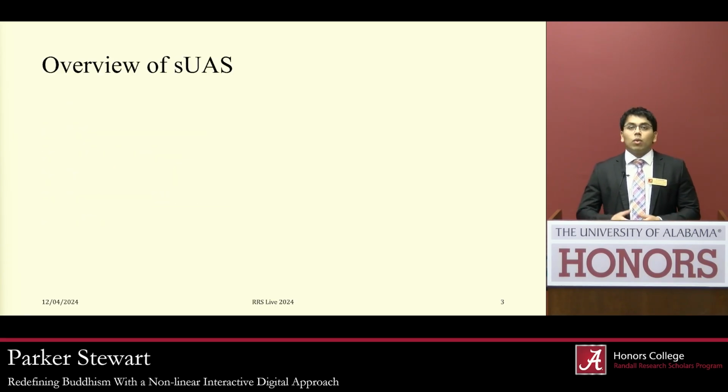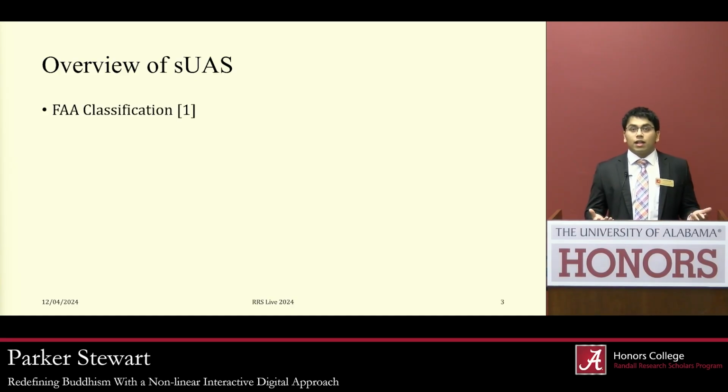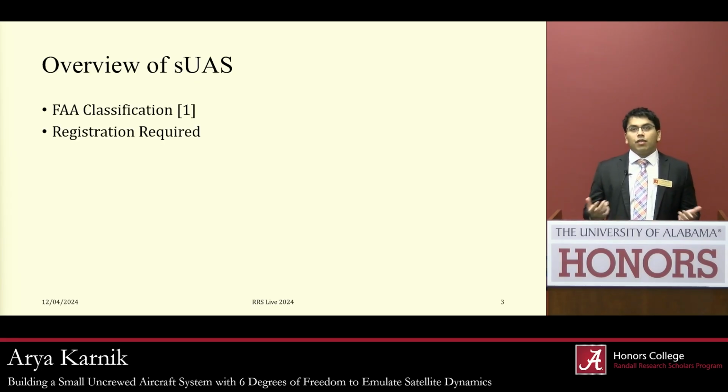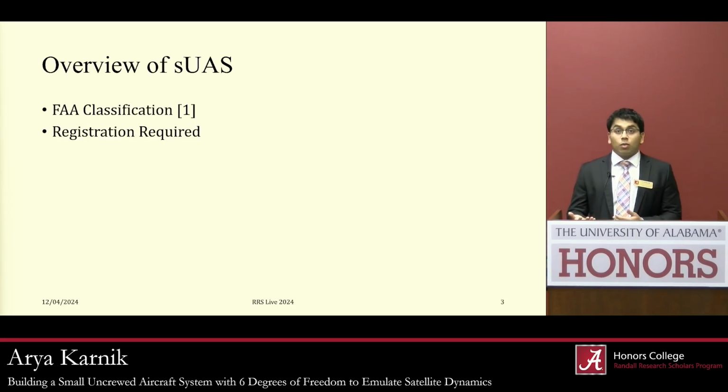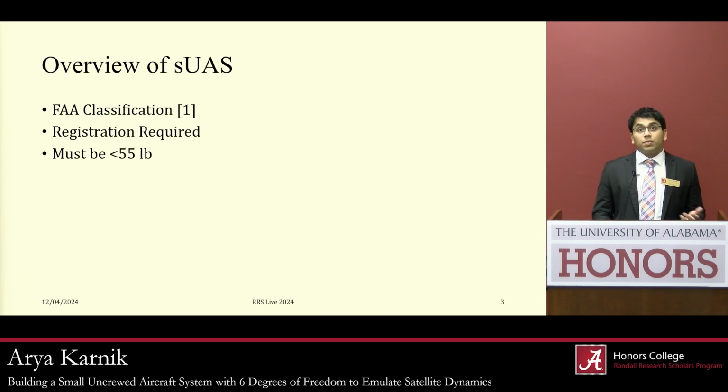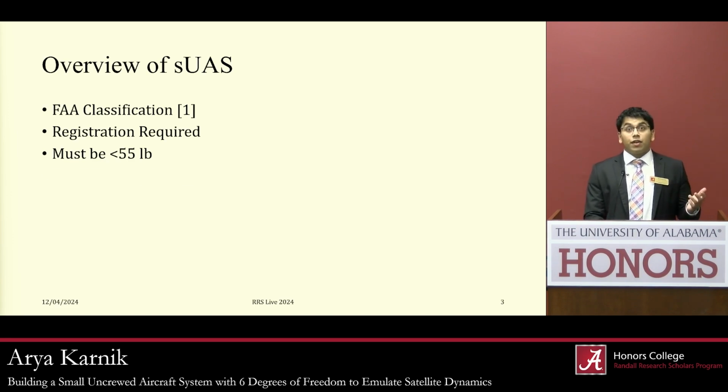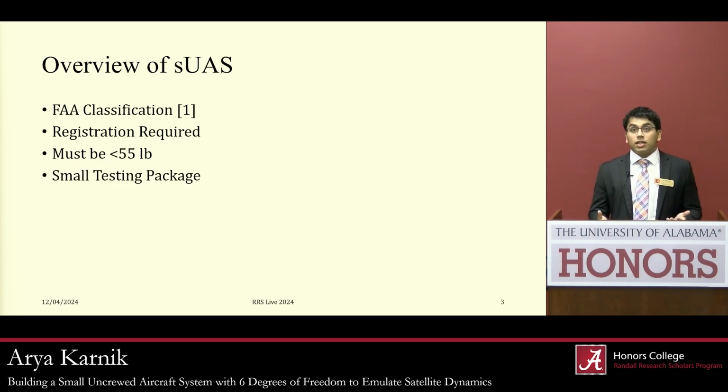First, a quick overview of what is a small uncrewed aircraft system. Essentially, it just boils down to being an FAA classification, which is the Federal Aviation Administration. The main thing is that you need to register the drone you build and needs a Part 107 pilot to fly it. And it must be less than 55 pounds. This is a very important fact because it means that it's a small testing package, which is very crucial for what we're trying to do.